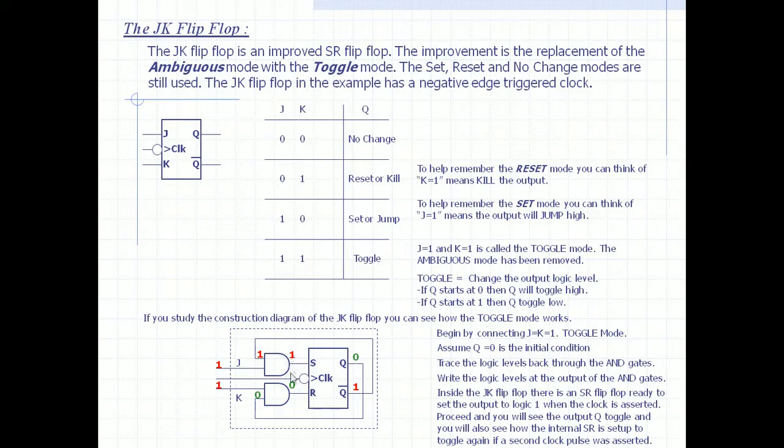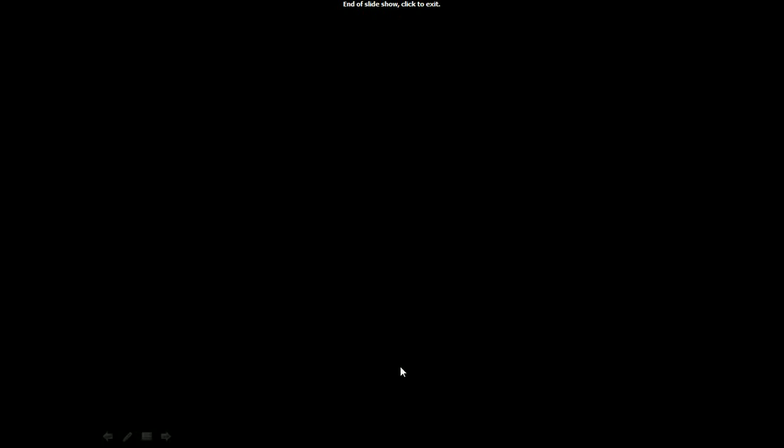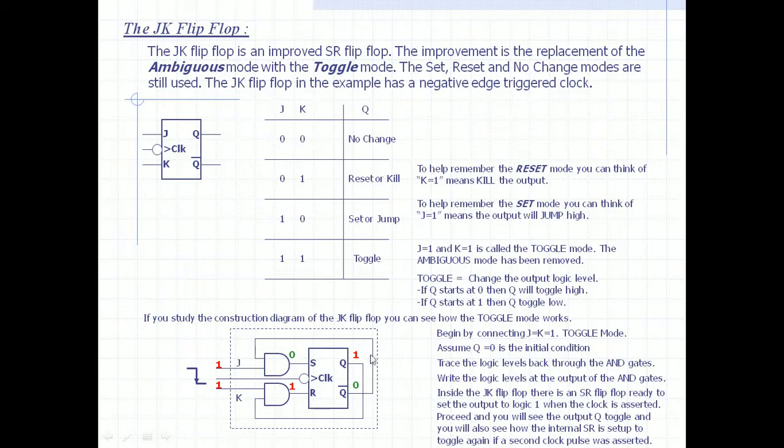So inside the JK flip-flop there is essentially an SR flip-flop ready to set the output logic to 1 when the clock is asserted. Proceed, and you will see the output will toggle, and you will also see how the internal SR is set up to toggle again if the second clock pulse is asserted. This goes to 0, this goes to this, it becomes 1, the output will be toggled. So this is how the toggling takes place.